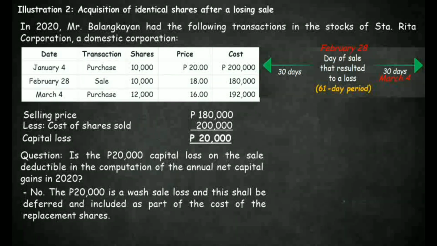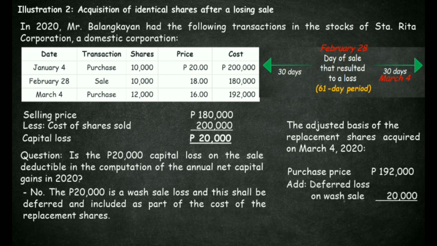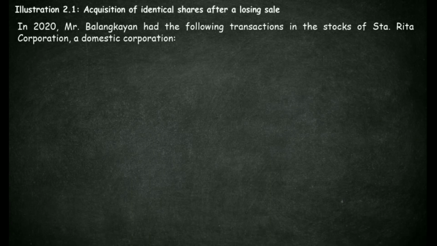And here's now our computation of the adjusted basis of the replacement shares that was acquired on March 4, 2020. So we begin with the purchase price, which is 192,000 pesos. And then, idadagdag natin yung capital loss na i-defer natin, which is 20,000 pesos. So, the adjusted basis of the replacement shares would be 212,000 pesos.